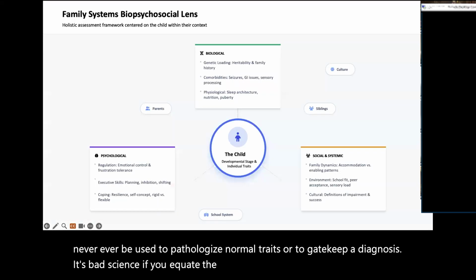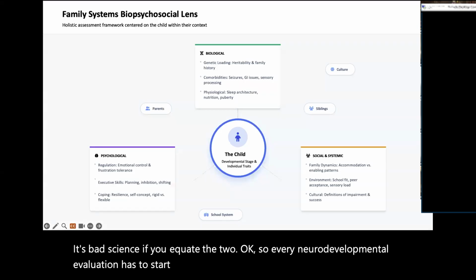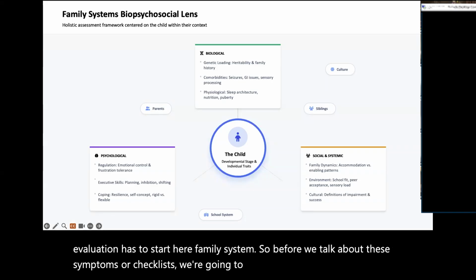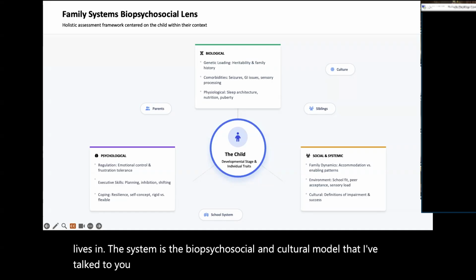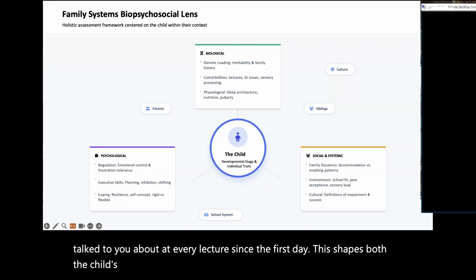Okay, so every neurodevelopmental evaluation has to start here: family systems. Before we talk about symptoms or checklists, we're going to start with the system that the child lives in. The system is the biopsychosocial and cultural model that I've talked to you about at every lecture since the first day. This shapes both the child's behavior and the meaning we assign to it.